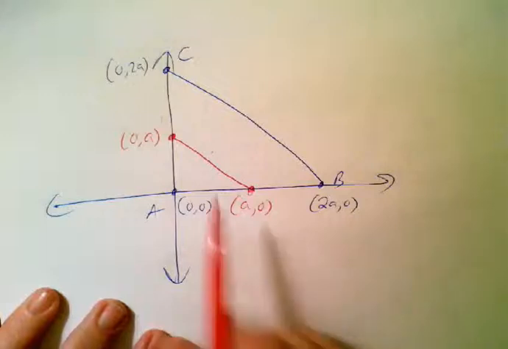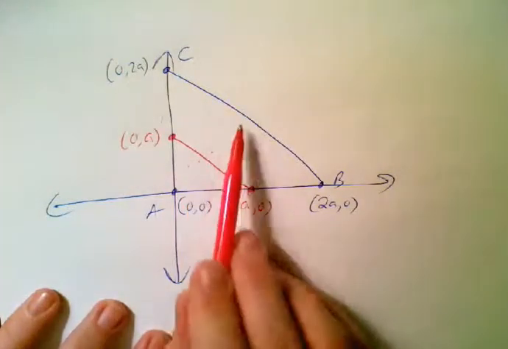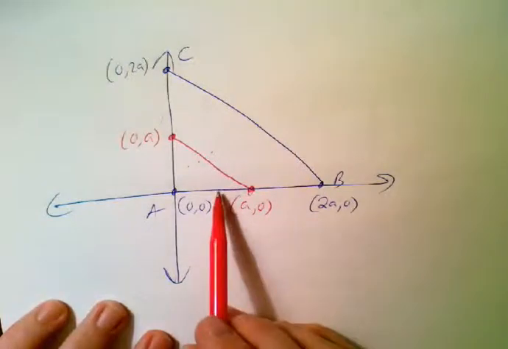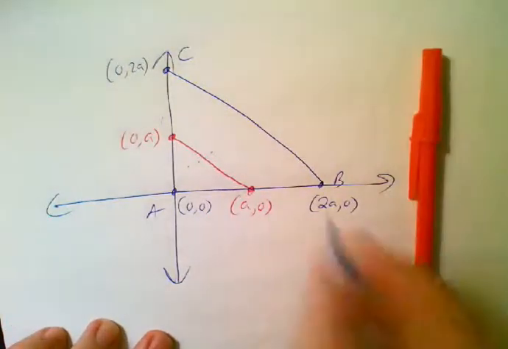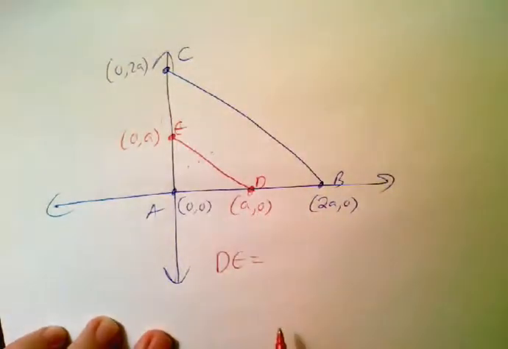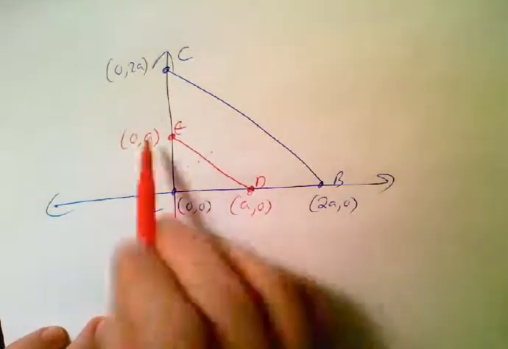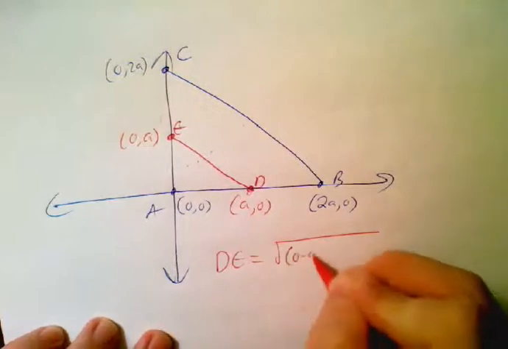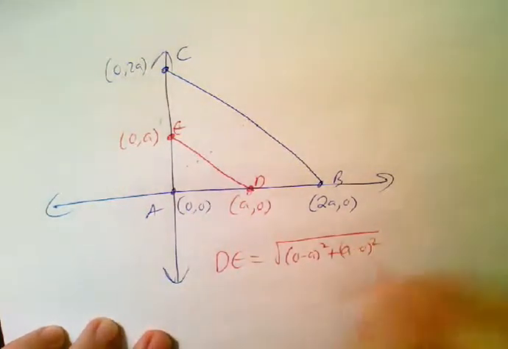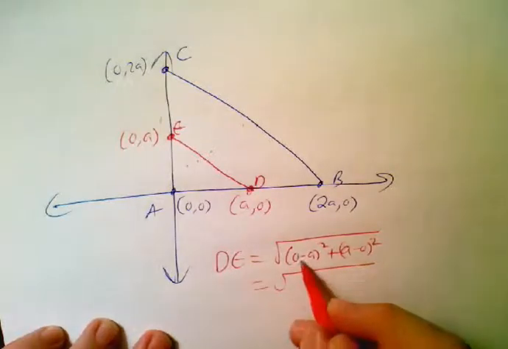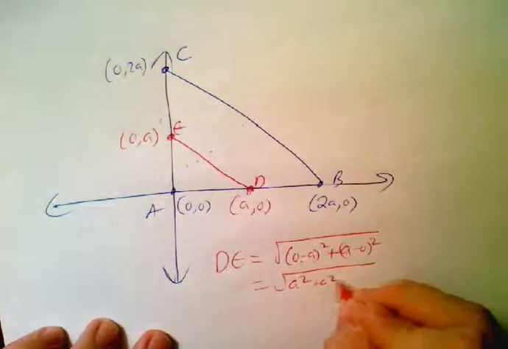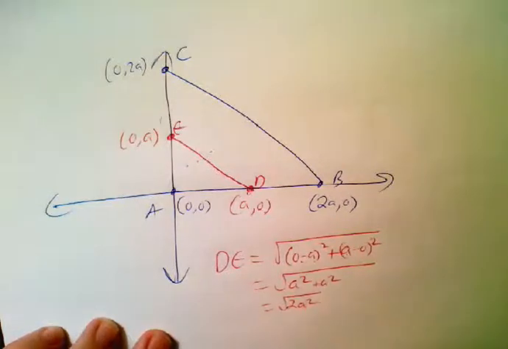So I want to verify that the mid-segment is half the length of this third side. Let's find the distance. That's ABC, so let's call this D and E. And let's find the distance DE first. Okay, so I have 0 minus a squared plus a minus 0 squared, which is negative a times negative a, which is a squared. This is a times a, which is a squared, which gives me 2a squared.